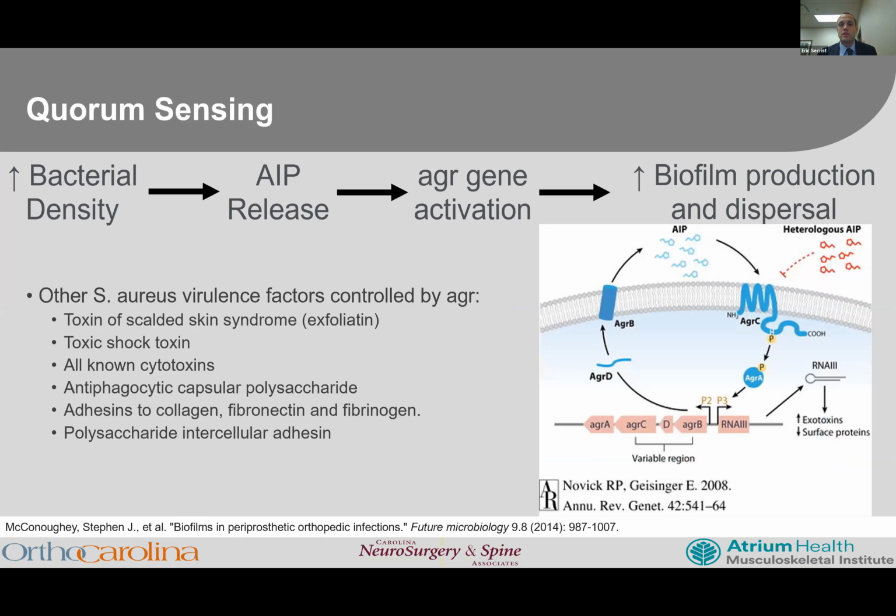Bacteria then go through a process known as quorum sensing to mature and disperse the biofilm, basically sensing the local density of bacteria in the area, and then activating a set of genes known as the AGR genes, which confer virulence factors onto Staph aureus in particular. Interestingly, those AGR genes are also responsible for activating many of the more systemic toxins associated with other Staph aureus infections, such as scalded skin syndrome and toxic shock syndrome.